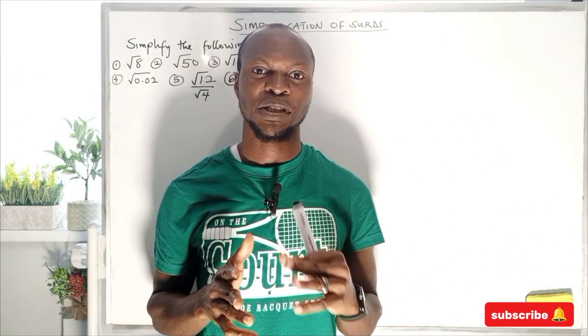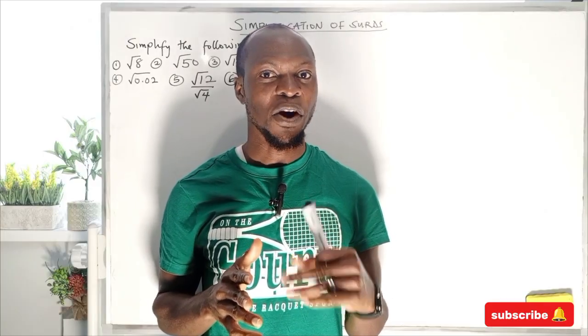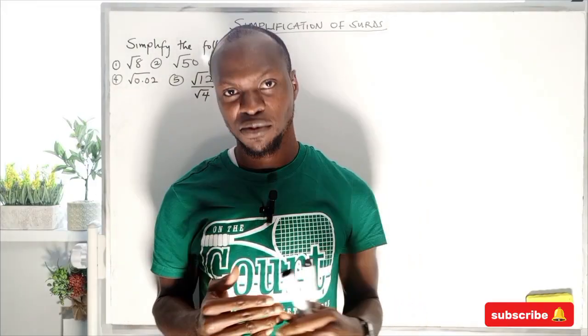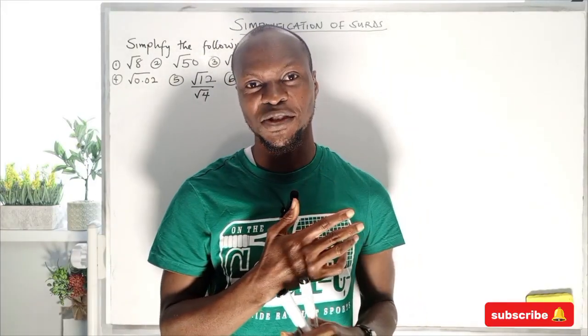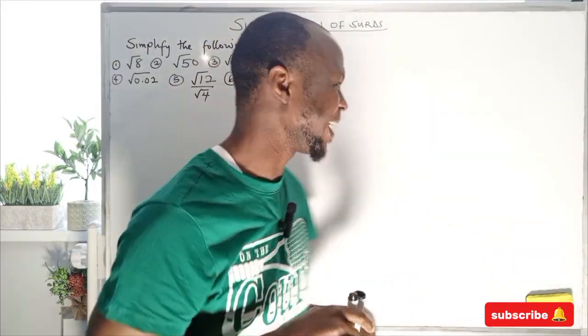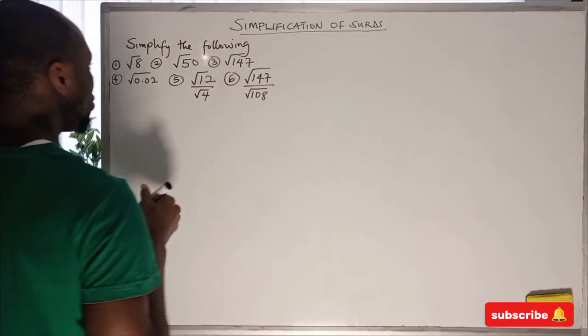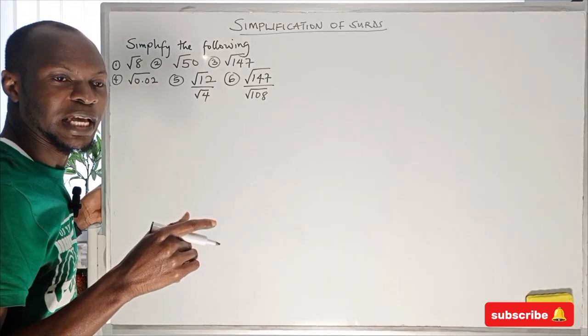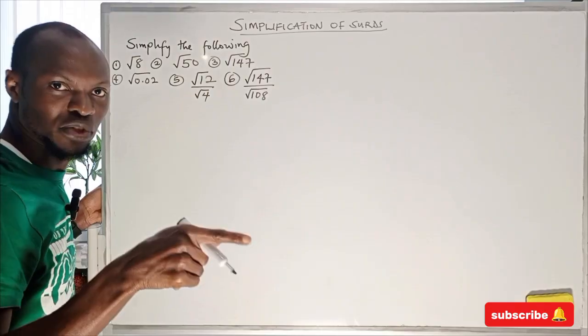And today we want to start with the simplification of surds. How do you simplify surds? How do you break down surds? Okay, now we have some questions on the board. Follow me as we solve it. Okay, now you can only simplify surds if they have a factor that is a perfect square.